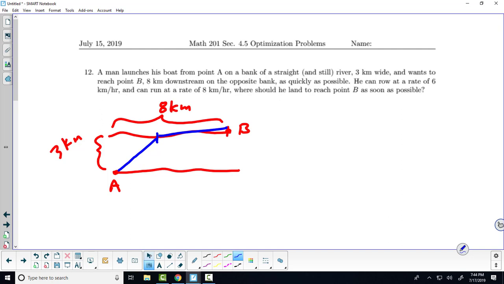And if the person was a much faster rower than they were a runner, then they would want to just cut the corner and spend all the time rowing. But depending on how close these two rates are to each other, there's some sweet spot that the person should aim for in order to minimize the amount of time they spend traveling.